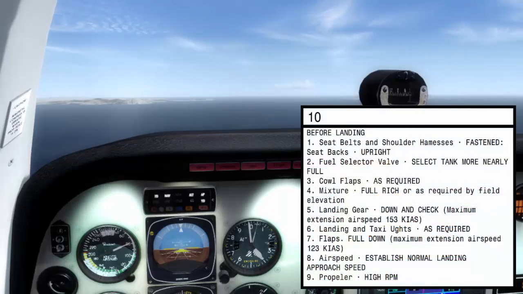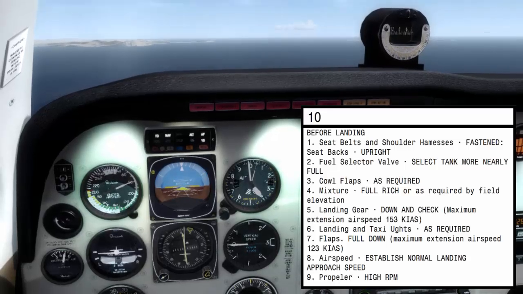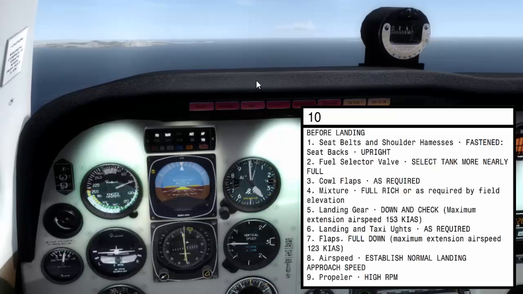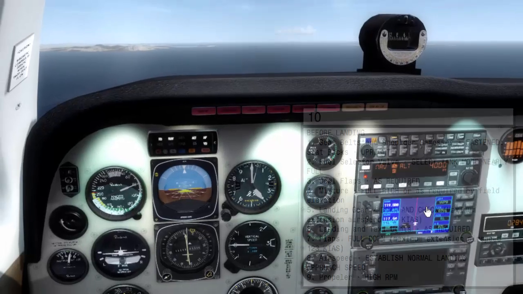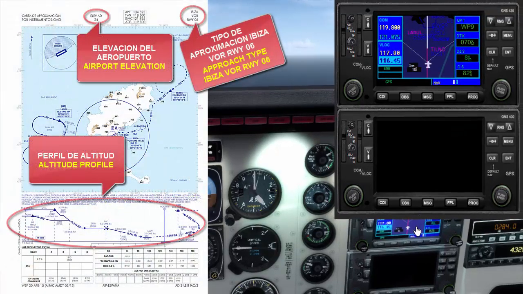And we will do the before landing checklist. The seat belts must be okay, the fuel selector valve is select, the cold flap as required, mixture for reach, landing gear down, landing and taxi lights as required, flaps down, and the airspeed established as normal landing approach speed, which is 76 knots. We are at 80 knots, more or less.